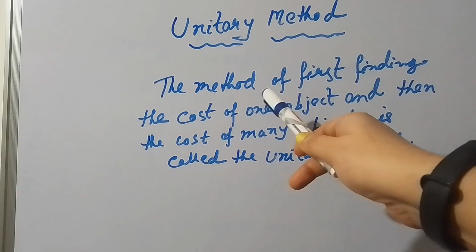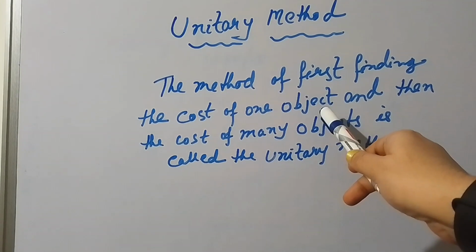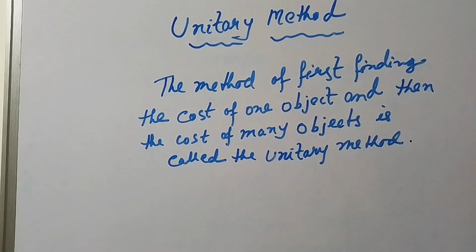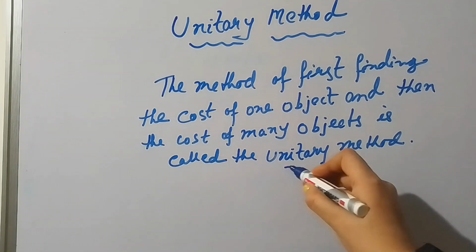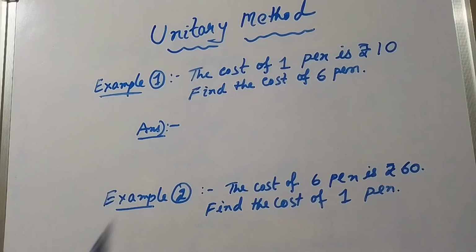The method of first finding the cost of one object and then the cost of many objects is called the unitary method. So, in the unitary method, you have to calculate the value of 1 first. Let's discuss some easy examples here.